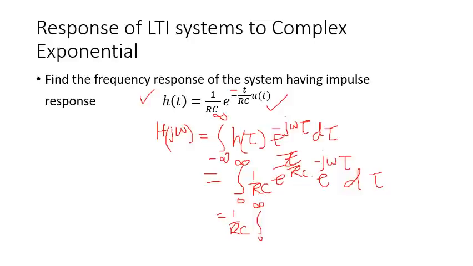If I multiply the two, because the bases are the same and they are multiplied, the powers will be added. So taking tau as common, I will have e power minus tau, we take minus tau common, so this will have j omega plus 1 by rc.